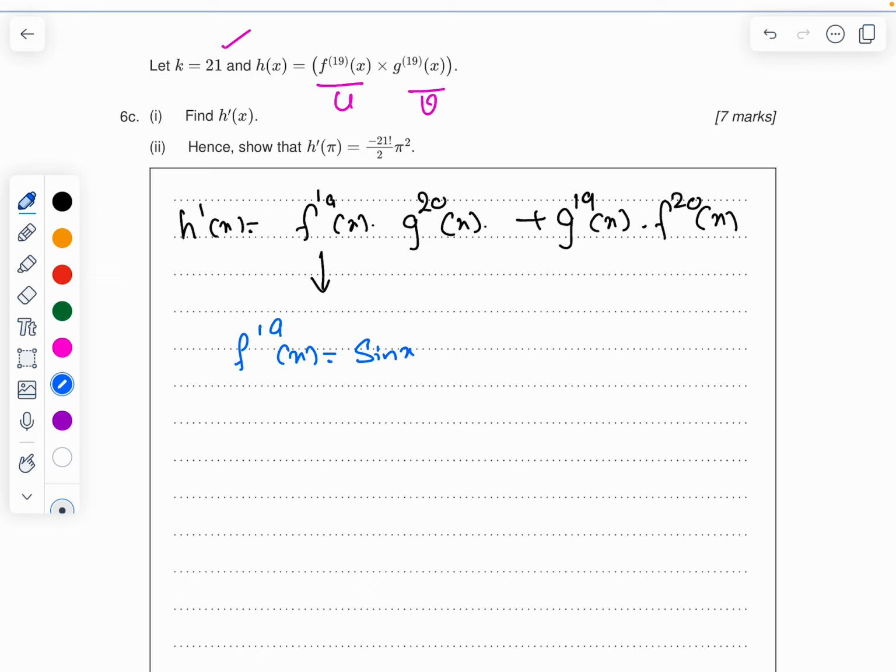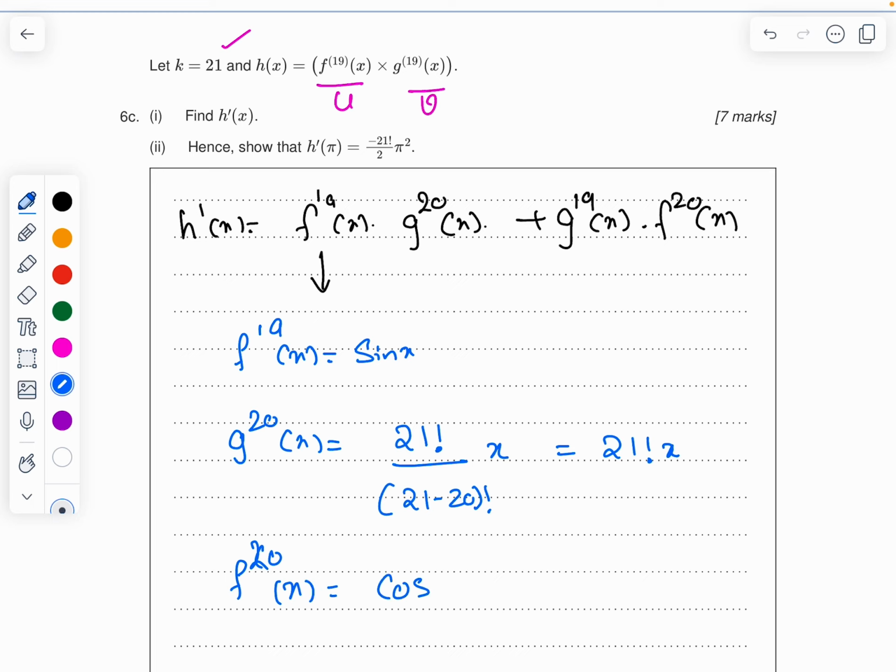Now I need to find the 20th derivative of g of x. So what is the 20th derivative of g of x? It will become 21 factorial divided by (21 minus 20) factorial times x, which is nothing but 21 factorial times x. Next, the 20th derivative of f of x: sin x's derivative is cos x, and the 19th derivative is already there. The 19th derivative of g of x is already there.